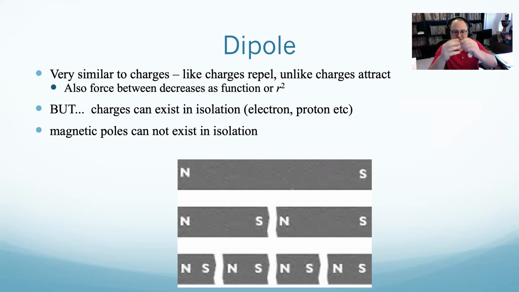All magnets always have a north pole and a south pole. And no matter how much, because these are going together here, I can try to split this however I want, you'll always have one north pole and one south pole. You can't get away from that.